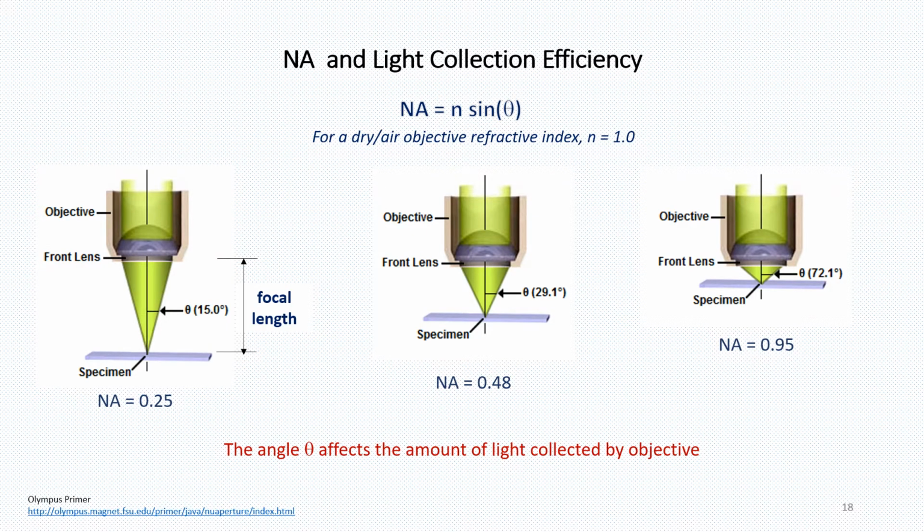Now these figures illustrate a series of light cones derived from dry or air objectives of varying focal length and numerical apertures. The longer the focal length of the objective, the narrower the angle of light collection. For a dry objective, the refractive index n is 1. Notice, the wider the angle of collection, the greater the capacity to collect light, and based on the equation n sine theta, the higher the NA of the objective.